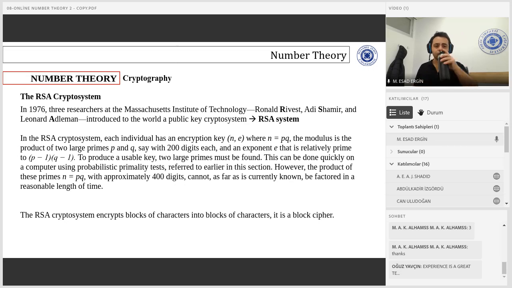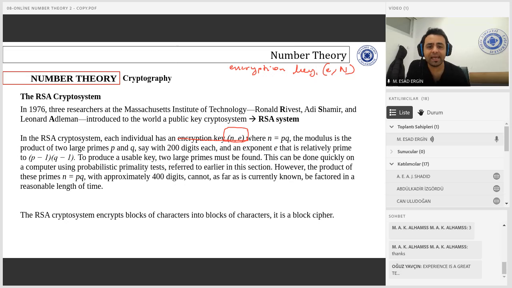It goes like that. So in this system, each individual has an encryption key. The encryption key, we are going to see it here. So it means that we will have an encryption key, which is E and capital N. I'm going to use it this way because I do not want to confuse you.